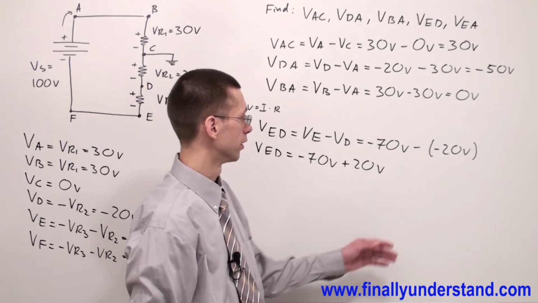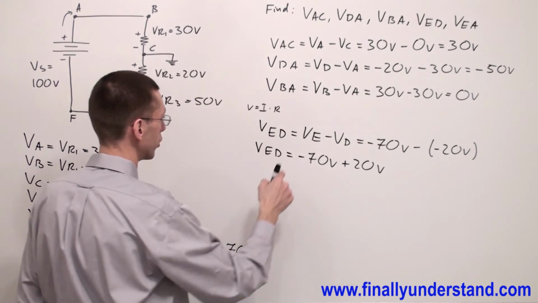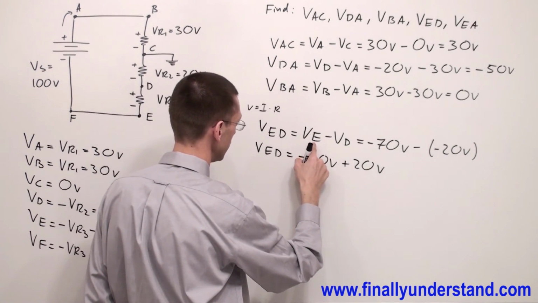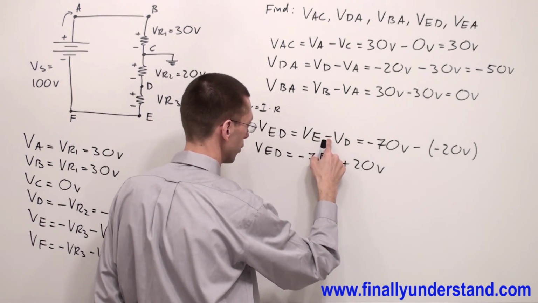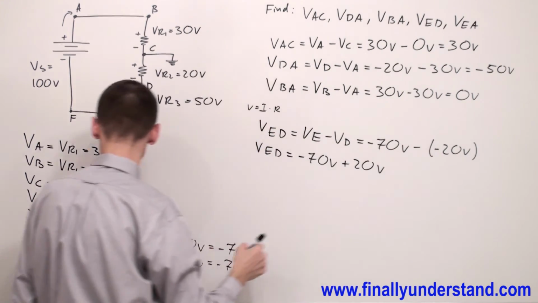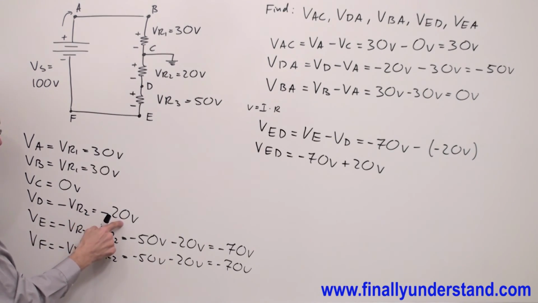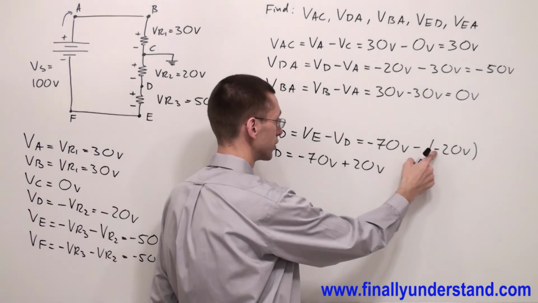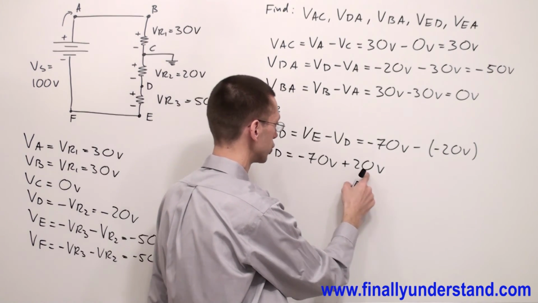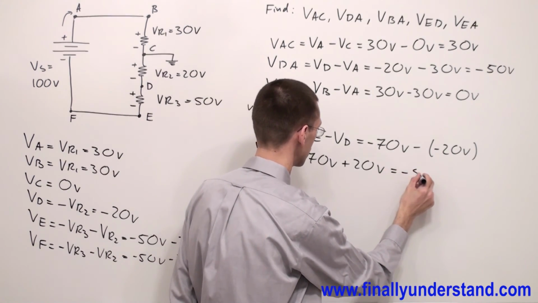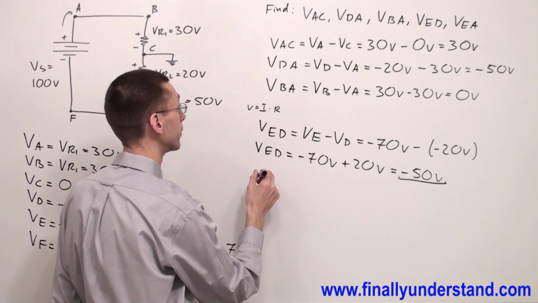Some people ask, why do I put this negative inside the parentheses? Because my formula says I have to subtract VD from VE. So this negative sign comes from the formula, and this negative sign comes from my calculation for VD, where I got minus 20 volts. These two signs multiplied by each other give me a positive sign. Minus 70 plus 20 gives me minus 50 volts. This is my voltage VED.